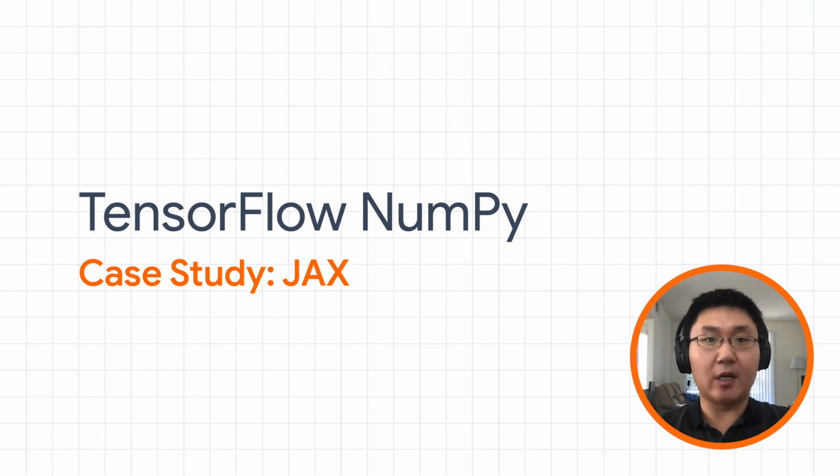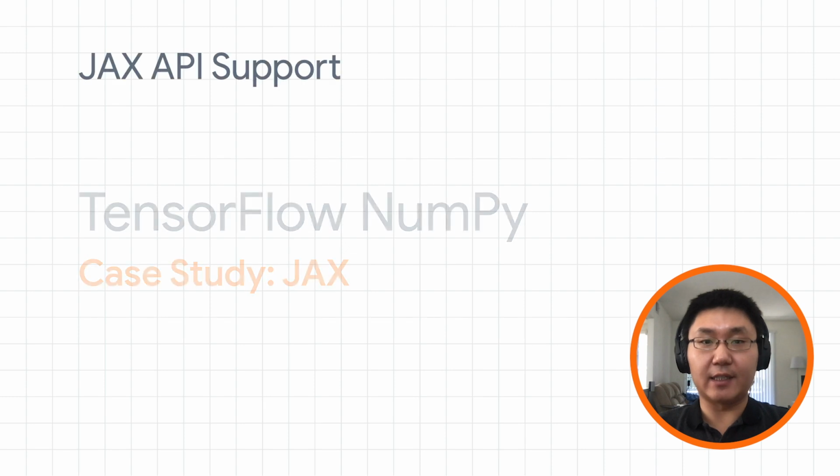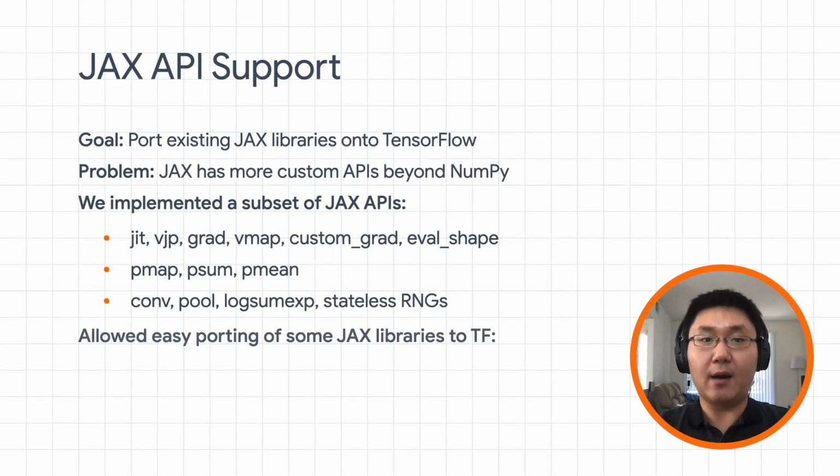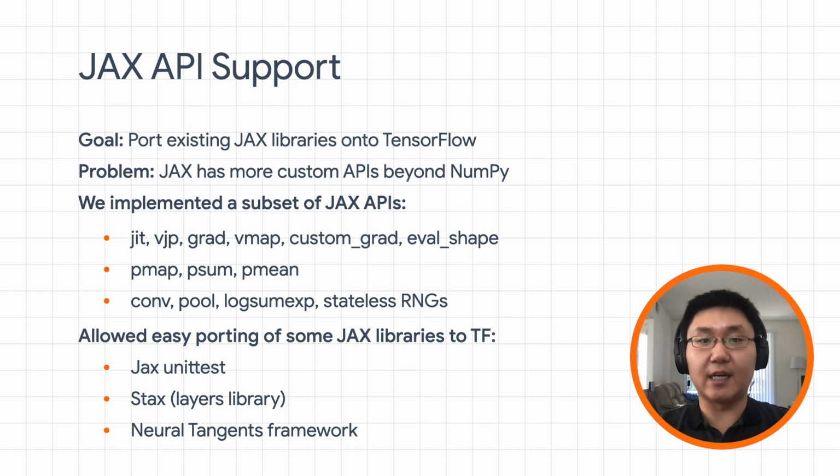Then we'll talk about some case studies we have for using TF NumPy. So we'll talk about two case studies. The first is JAX. So there is a lot of existing JAX code written by researchers. So the goal is that we want to try to export those JAX code or JAX libraries onto TensorFlow for them to enjoy the ecosystem of TensorFlow.